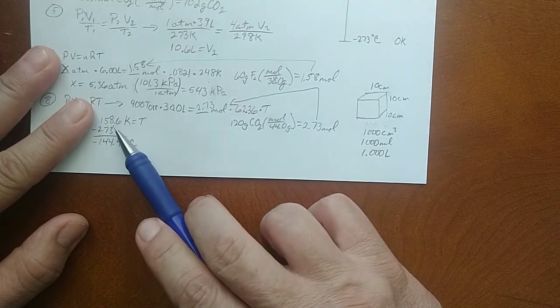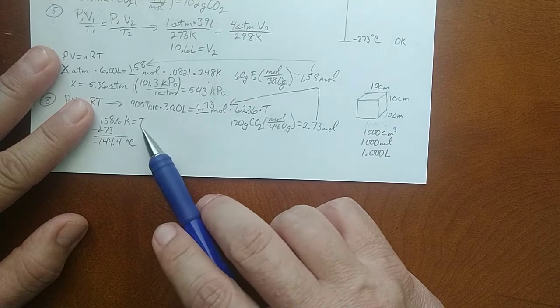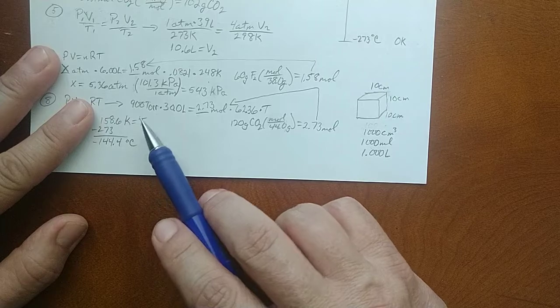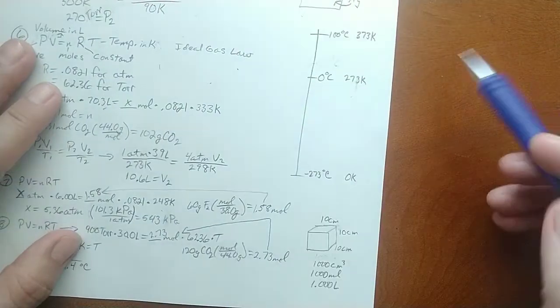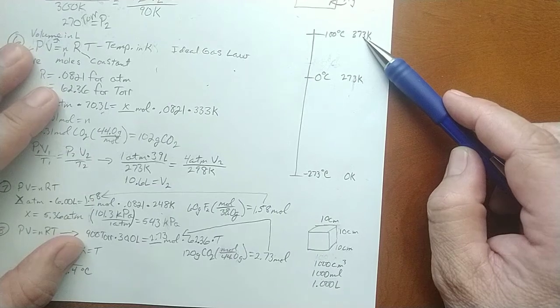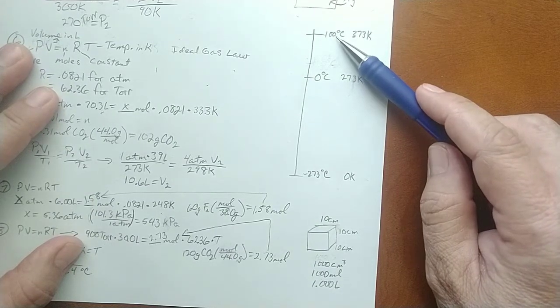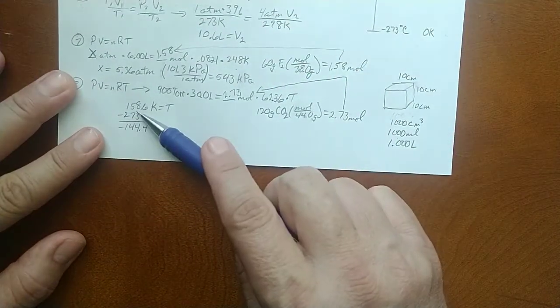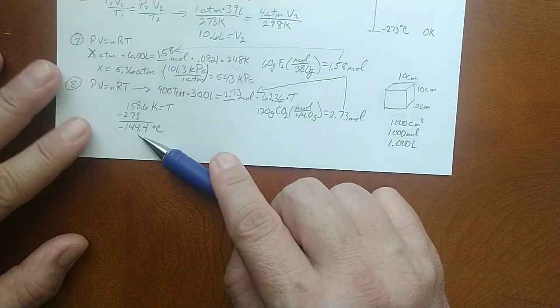And I get 158.6 Kelvin for T, but they asked for the temperature in Celsius. And remember over here, if I was going up to Kelvin, I add 273. So if I'm going back to Celsius, I subtract 273. So I will subtract 273 and I get my Celsius temperature.